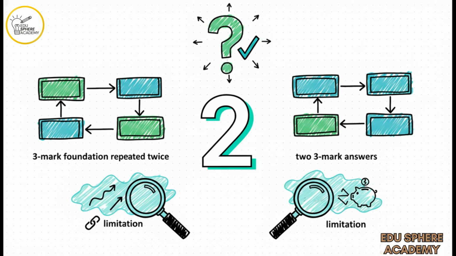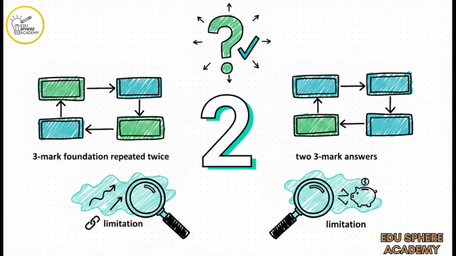Remember our command words from earlier? Analyze does not require a balanced two-sided argument, not at all. So if it asks you to analyze the limitations of using GDP, you just need to provide one limitation using that 3-step formula, and then immediately give a second limitation using the exact same 3-step formula.